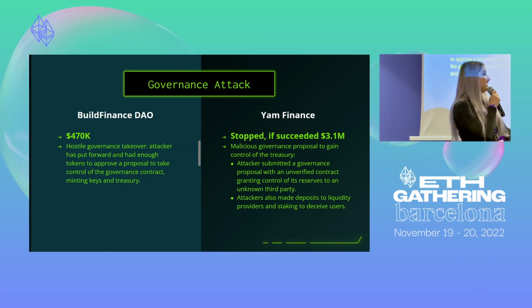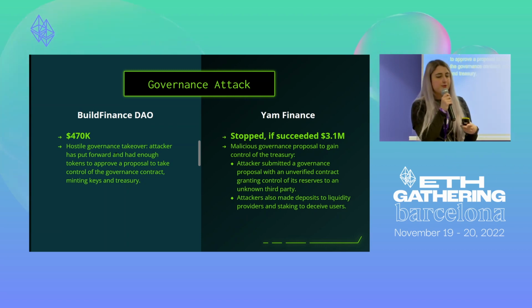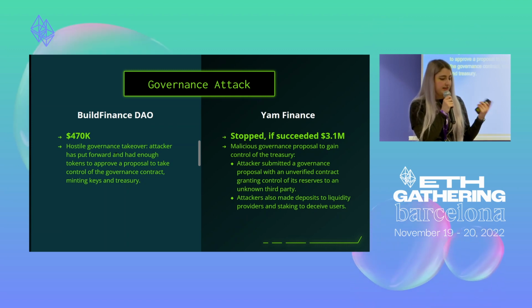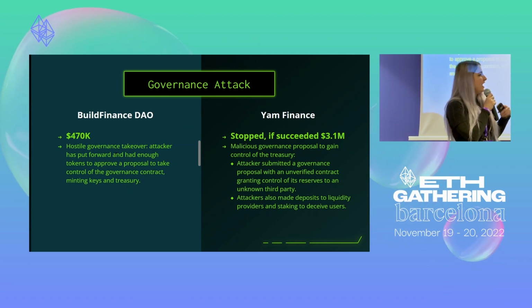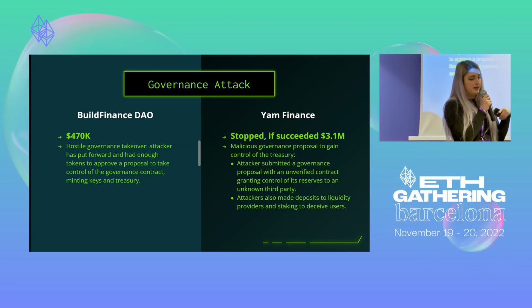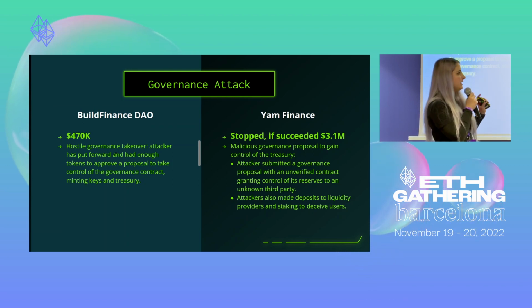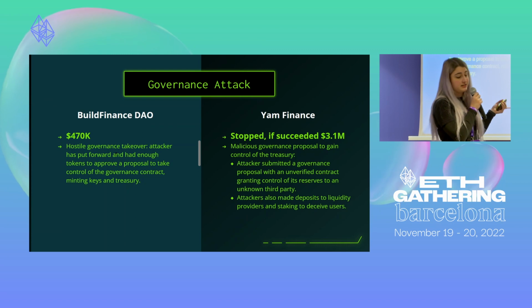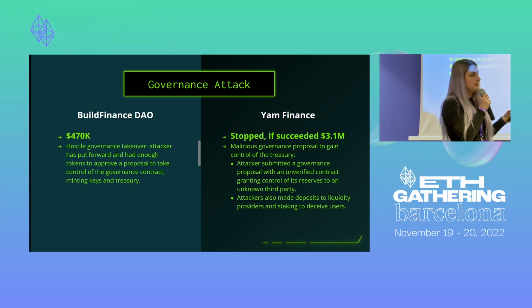And then you have Jam Finance, that was actually stopped. If not, it would have been 3.1 million lost. And what the attacker did was the same. He proposed a hostile governance proposal, and then he tried to pass it as legit, like sending funds to staking and liquidity providers. And actually, the Jam Finance team was able to cancel the proposal, and then the attack didn't occur.